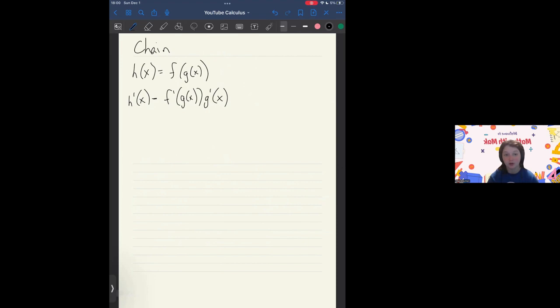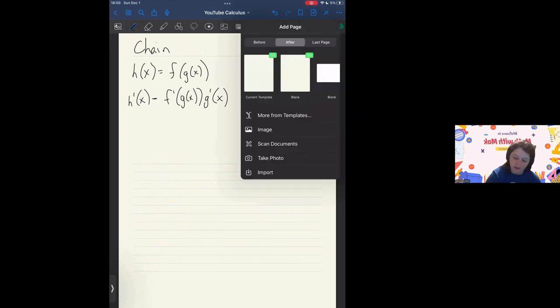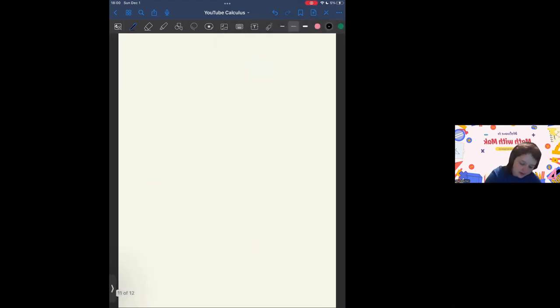Now, chain rule is the one that everyone tends to struggle on, the most at least. So I've written out what the mathematical function for it is, but I want you to take your mind off of that and follow me for a moment. So let's use an example here. And let's make a new piece of paper. So let's say I have f of x, or let's use h again, sorry.